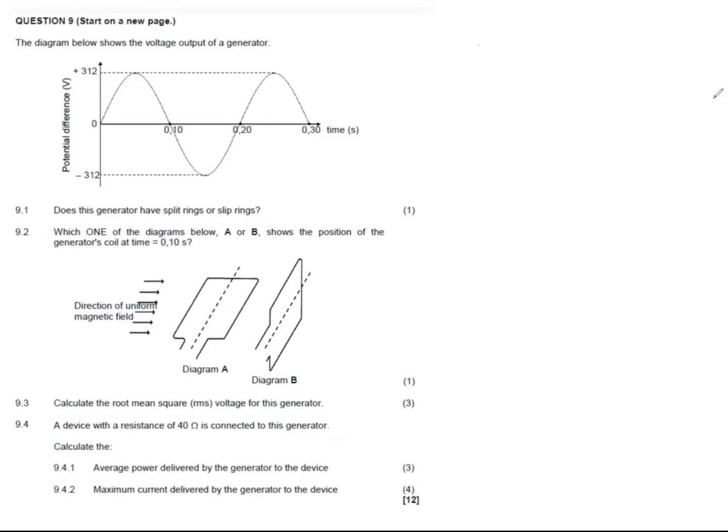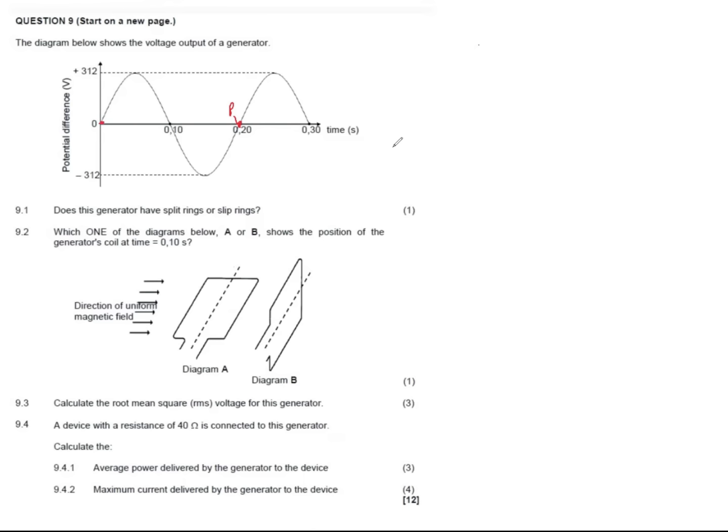Okay, so we have another question 9 here. The third question 9, it says the diagram below shows the voltage output of a generator. And as we can see here, we have our graph like that. So this is representing 1 full cycle and a half, right? This is 1 full cycle. This would be the period over here, the time taken to complete 1 full cycle, and this would be half a cycle, right? Now 9.1 says, does this generator have split rings or slip rings?